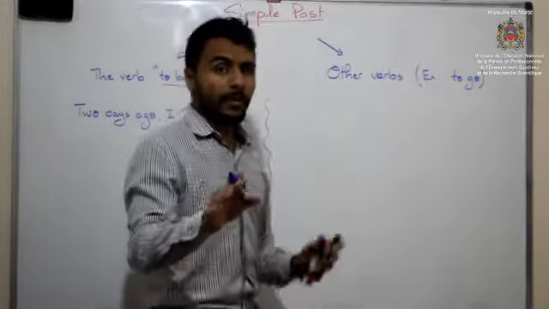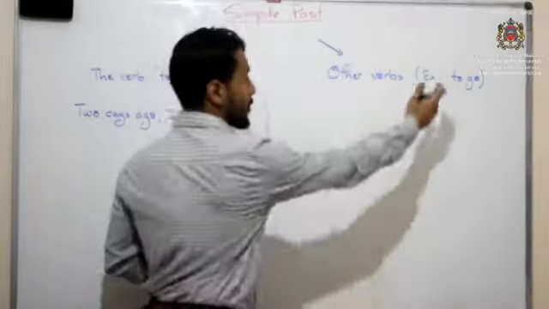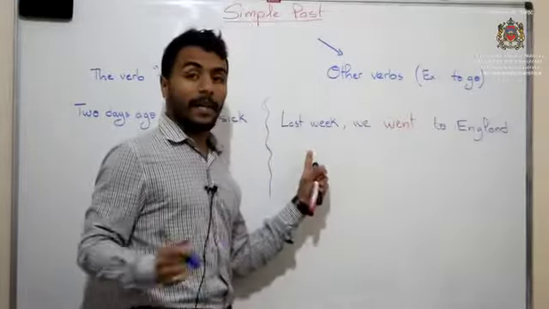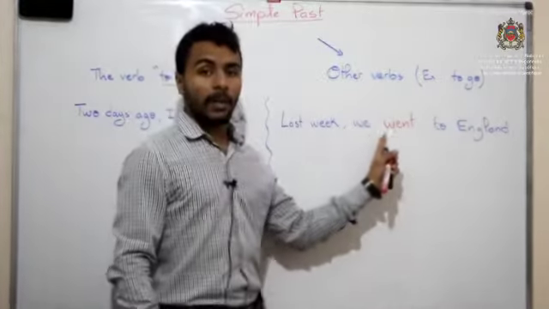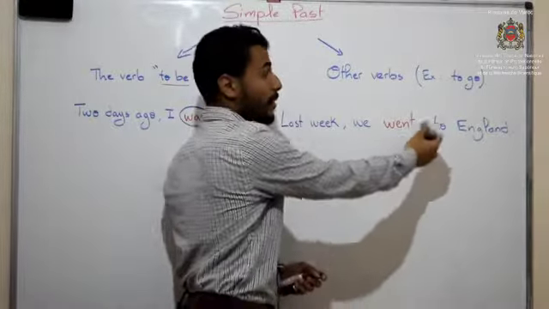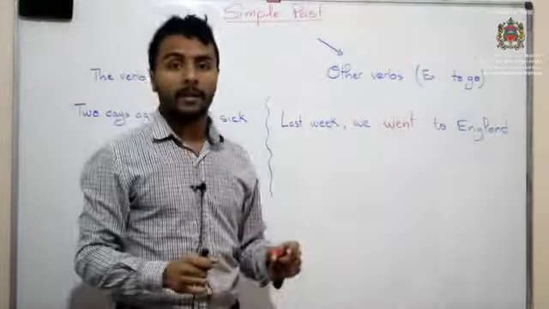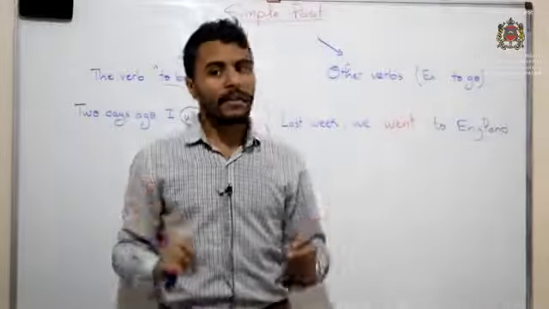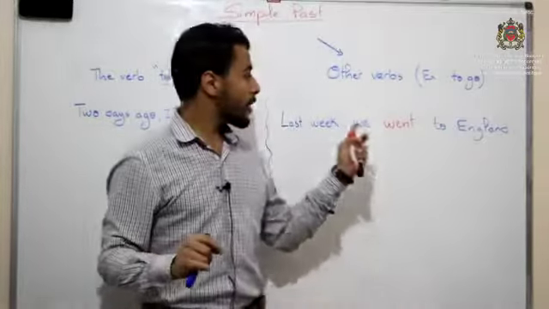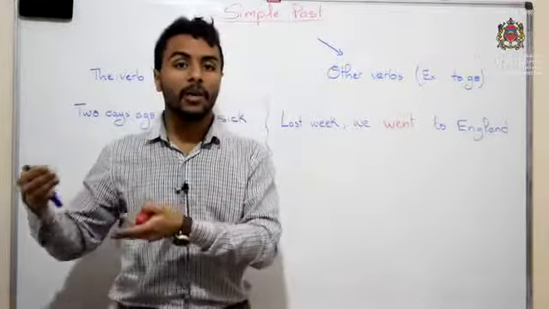For other verbs, it goes the same. You have to conjugate the verb too. For example, the verb go. Well, last week, we went to England. The one that is in red is the verb, and that's the verb go in the simple past. Now, so far, everything is clear. Conjugate the verb like this. There is a rule of all the verbs and how they have to be conjugated.